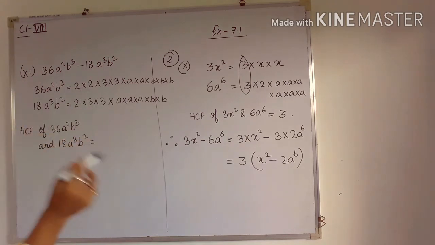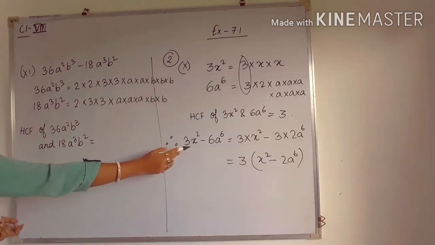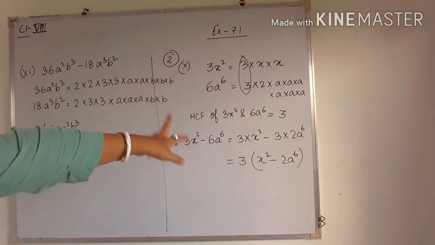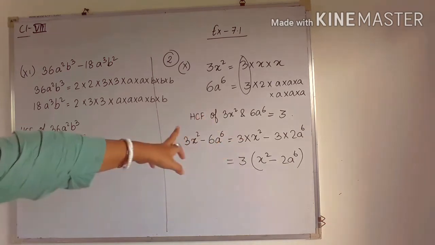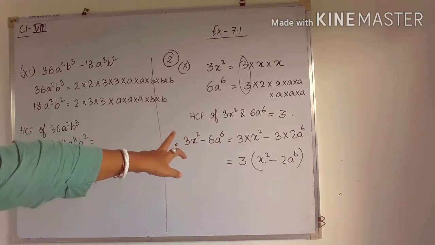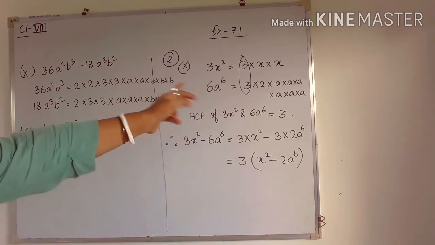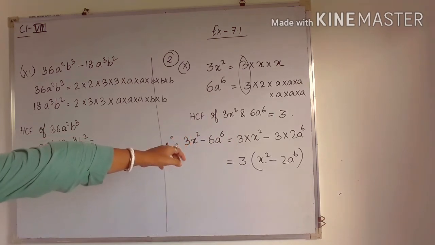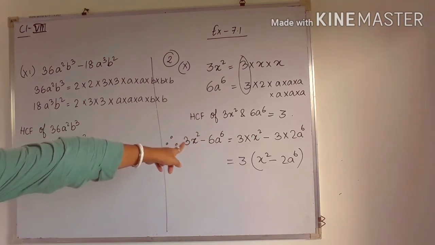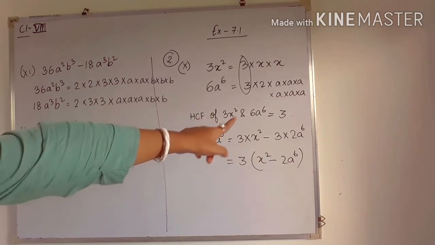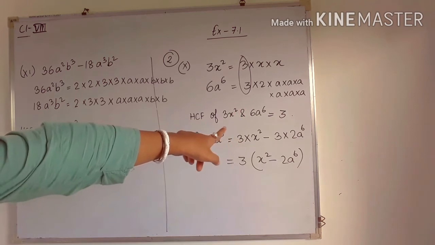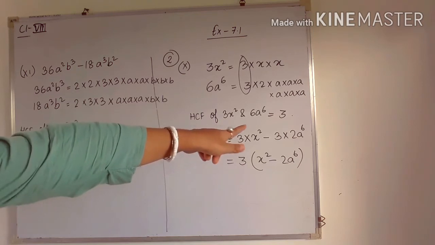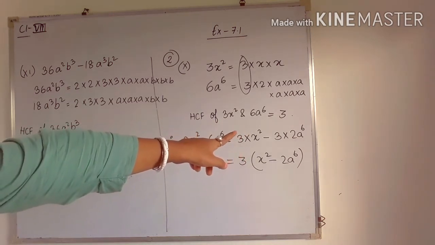So now what we have to do? In place of 3x square, we have to write 3 into x square. Similarly, from 6a to the power 6 also we have to take outside 3, because HCF is 3. If you take outside 3, you will get 2a to the power 6. Because see, again you multiply and check whether 6a to the power 6 is coming or not. 3 into 2a to the power 6 will be 6a to the power 6.